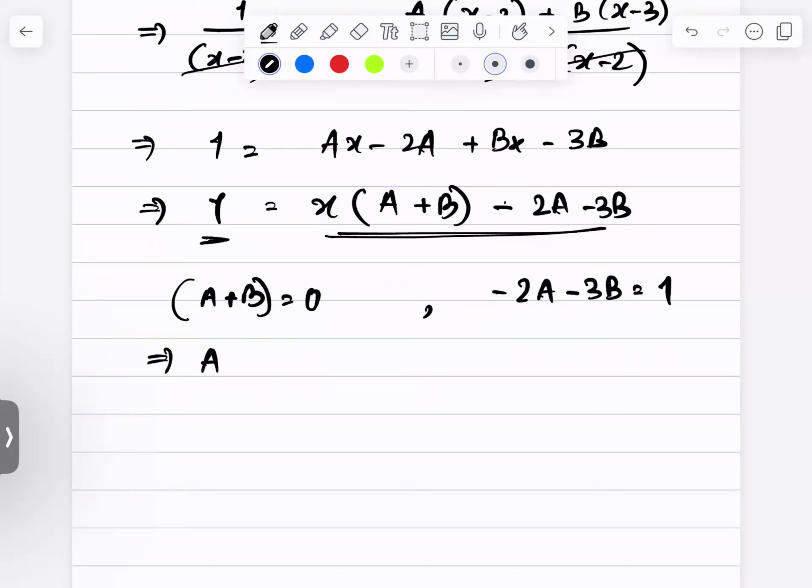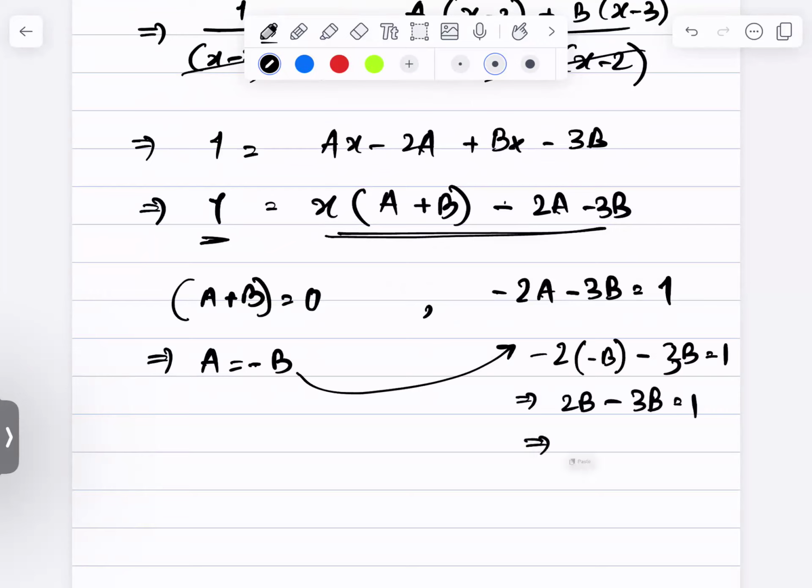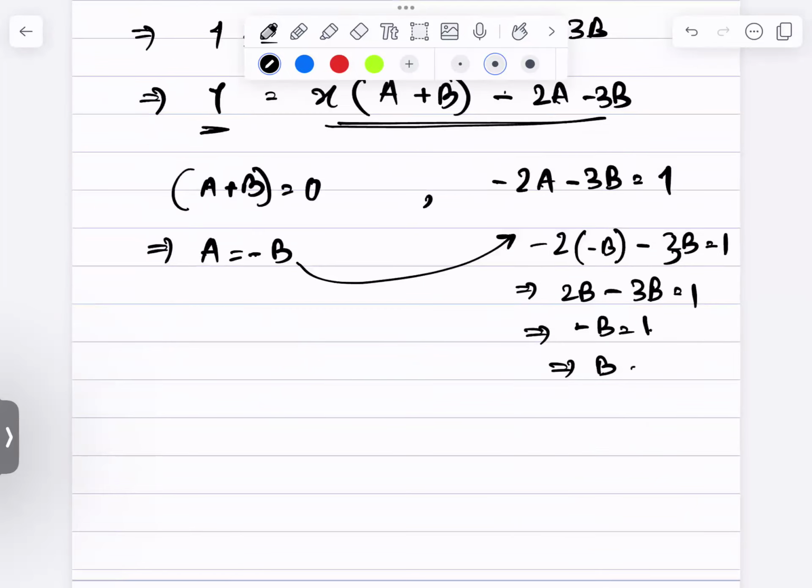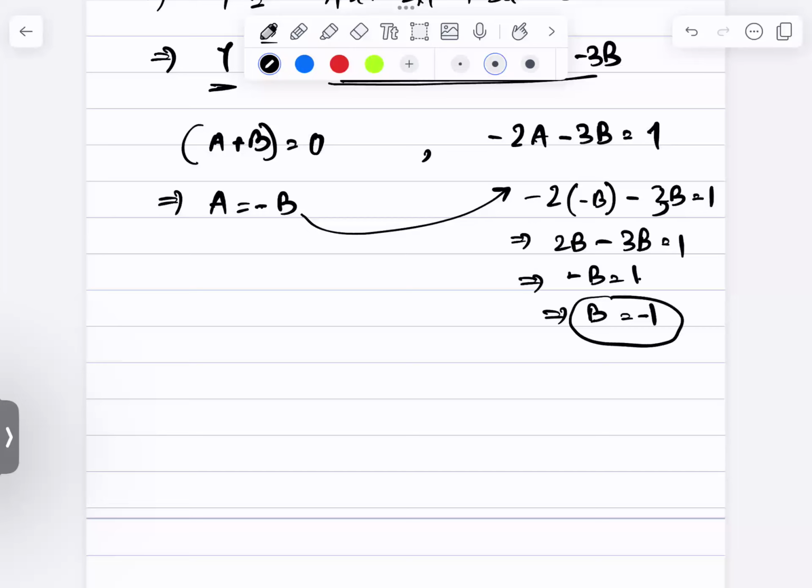From this, I can write a is minus b, and I can use this in the second equation to solve it. So this is 2b minus 3b is 1, which is nothing but minus b equal to 1, which is the same as b is negative 1. And if b is negative 1, using this relation, I can say that a is just positive 1.